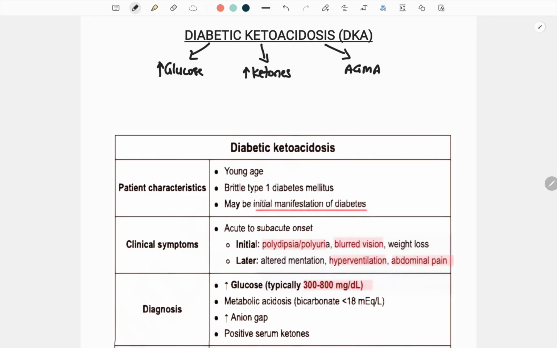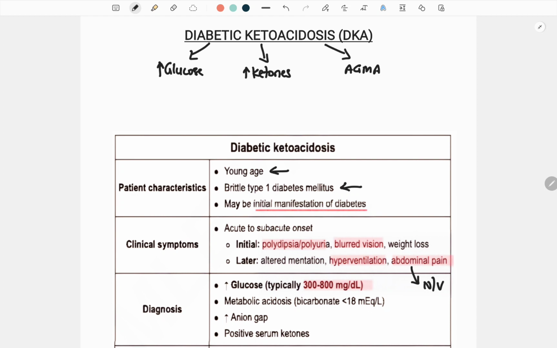Diabetic ketoacidosis is usually seen in type 1 diabetes mellitus, which usually presents in the younger age group, and this can sometimes be the initial manifestation of diabetes. Talking about the manifestation, usually the initial manifestation in patients with diabetic ketoacidosis includes polydipsia, polyuria, blurred vision, weight loss, and later on if there is severe diabetic ketoacidosis, they can present with altered mentation, hyperventilation, abdominal pain, which can be associated with nausea and vomiting.